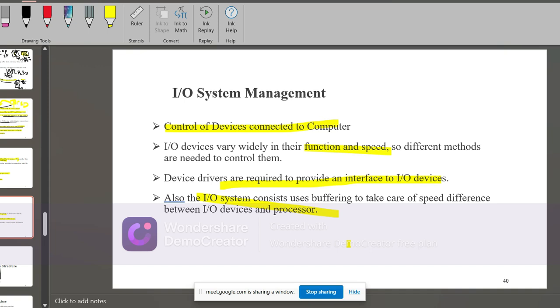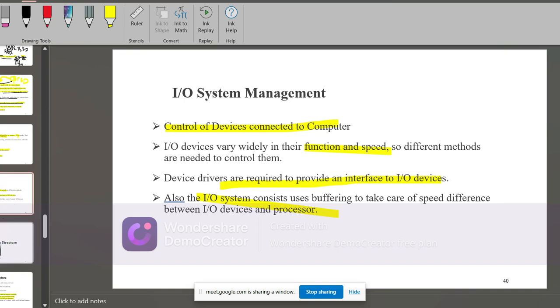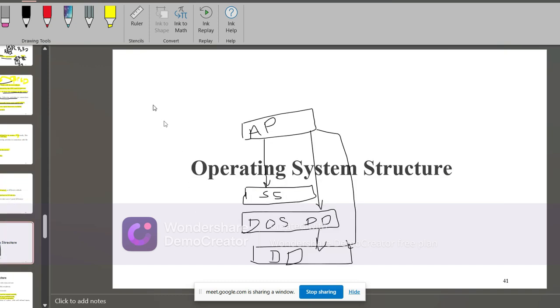Next comes IO system management. It controls the devices connected to the computer. IO devices vary widely in their functions and speed. The device driver is required to provide an interface to the IO devices. So these are the components or functions of the operating system. Next, we'll see the structure or system structure of an operating system.